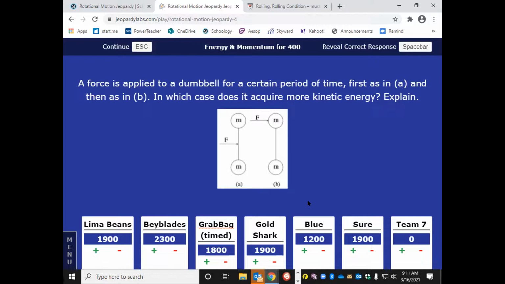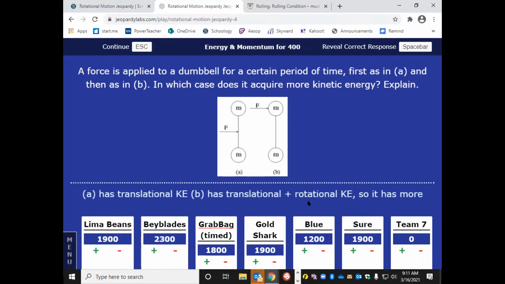All right. The correct answer here, I would say that most groups were thinking about it correctly, but maybe didn't draw the right conclusion. So one of these things is going to rotate. Which one's going to rotate? B is going to rotate and translate. A is just going to translate. You need more energy to rotate and translate than you need to just translate.